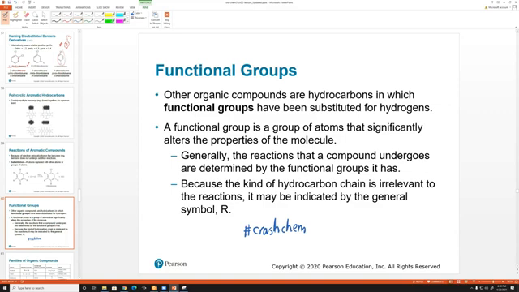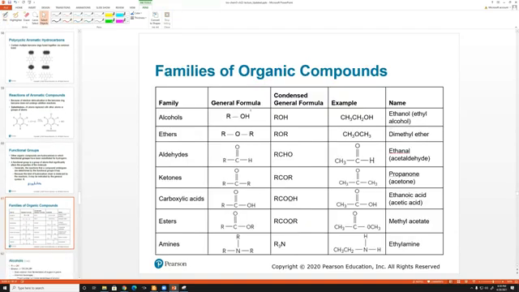Now the functional groups are groups of atoms that have a specific function. Here they are. This table is missing one of them. So here are the main ones we're going to learn. We have alcohols, the ones that you drink and the ones that are poisonous. Ethers, aldehydes, ketones, carboxylic acids, esters, amines, and also this one that's not listed here, amides.